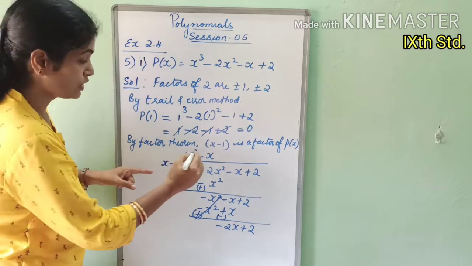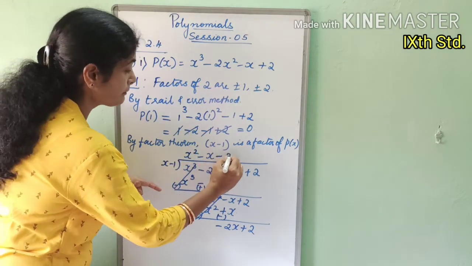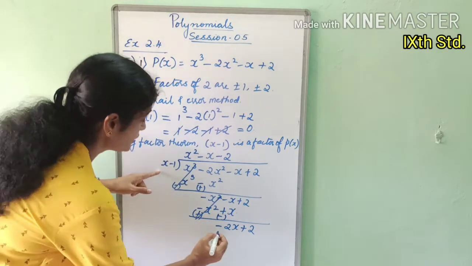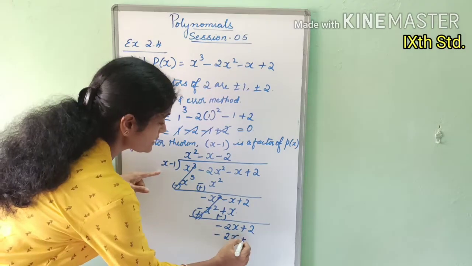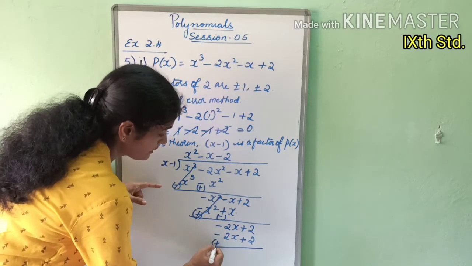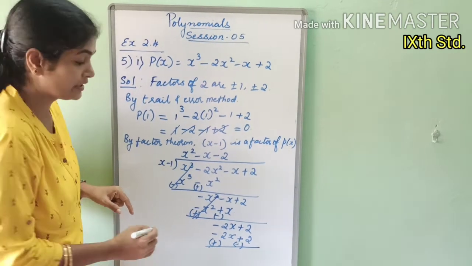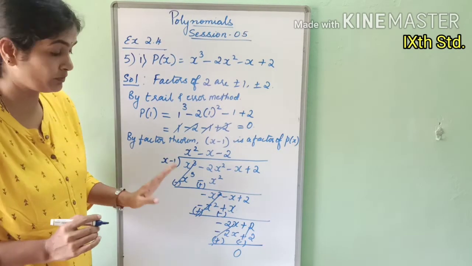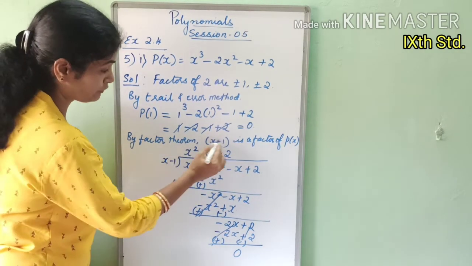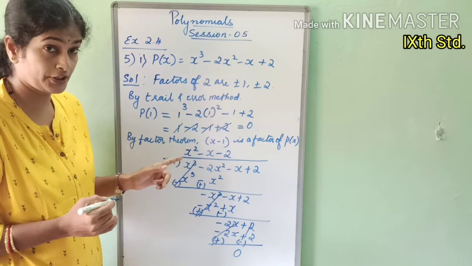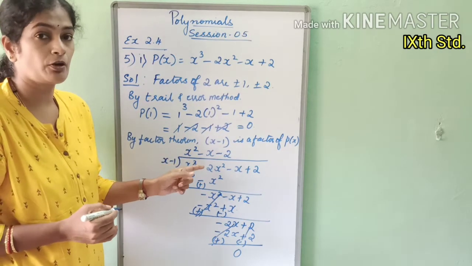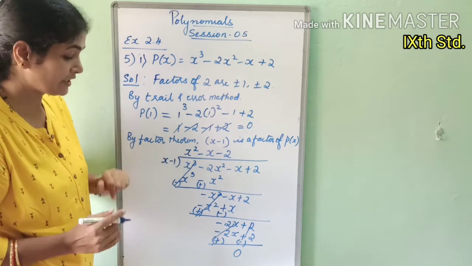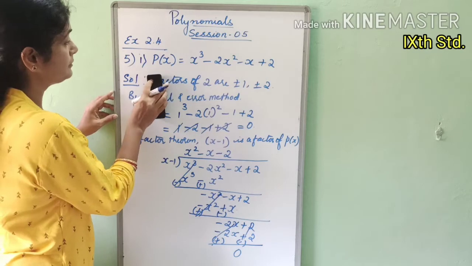Minus 2x plus 2. So what is the next term in the quotient? It is minus 2. Minus 2 into x gets minus 2x. So it is minus 2x plus 2. Then again do the subtraction. The sign changes. Then the remainder is 0. The remainder is 0. Right? Now look at this carefully. It is a quadratic polynomial. So once you get a quadratic polynomial, you know how to factorize it by splitting the middle term. That we will do. So just see, I'll rub it here.